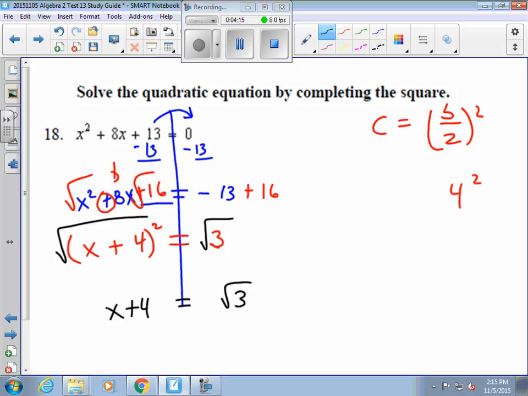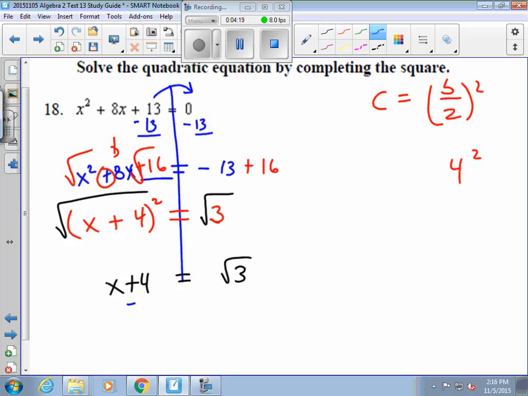Remember, it's both positive and negative. And then get x by itself at the end by undoing plus 4 by subtracting 4. When you subtract it on the left, subtract it on the right. Remember, you can't take 4 away from the square root of 3 because they're not like terms. So this is simply x is equal to negative 4 plus or minus the square root of 3.